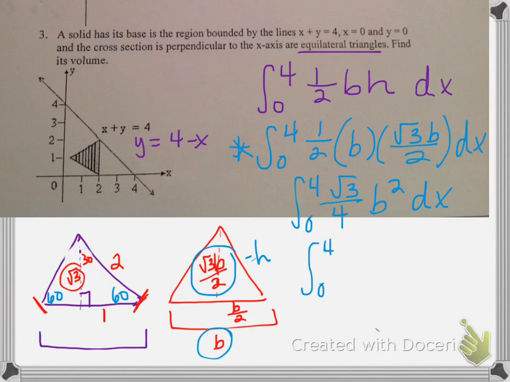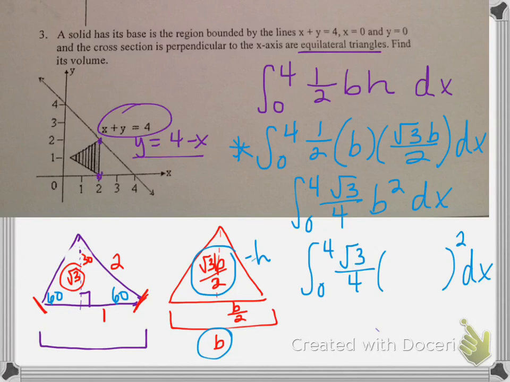So now, what I need to find is the length of the base. And that's where I look up here at this formula. The base is from there to there. That's just the formula. So that's going to be the integral from 0 to 4 of square root of 3 over 4 times (4 minus x) squared dx. So on your try problems, that right there has to do with the length of that side right there.